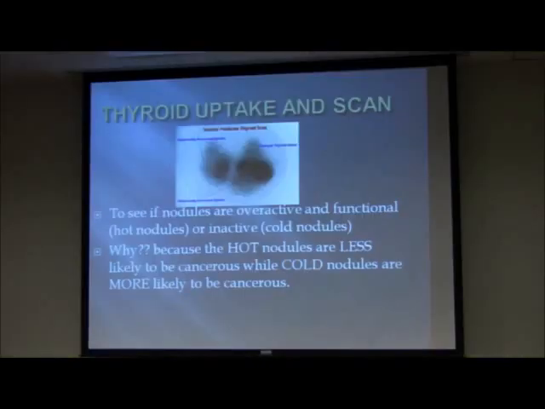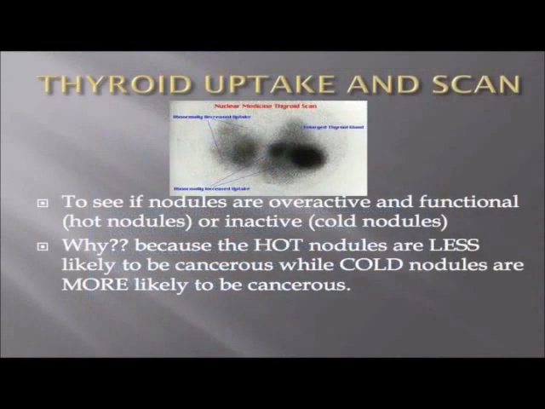And then sometimes we do a radioactive iodine uptake and scan, to find out if there are any overactive, functional nodules, kind of hot nodules, versus inactive nodules, like cold nodules. If you see, anybody can say where is the hot part? This is the hot part. Where is the cold part? This is the cold part. The hot part appears black, like a black hole, and the cold part is white. So that's how it is.